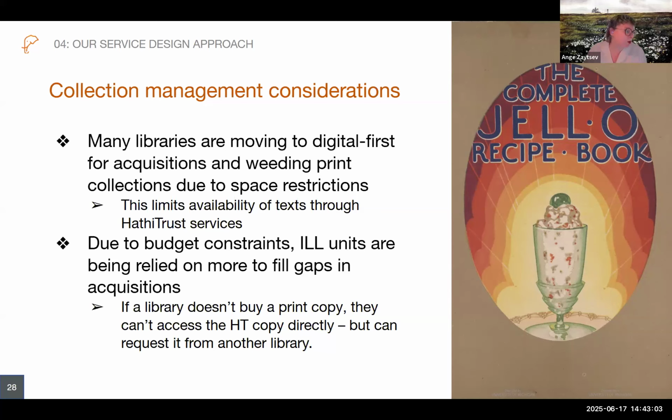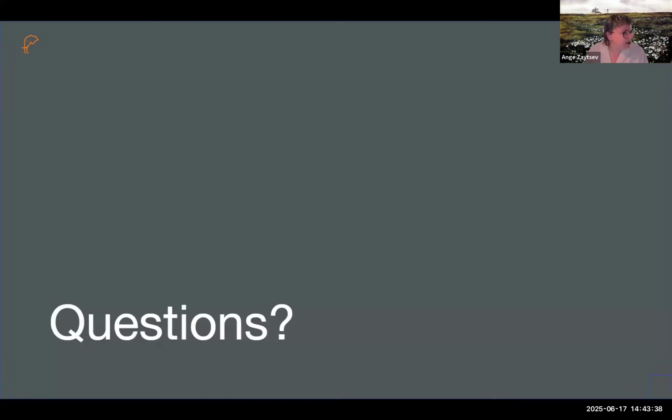So this is also important to keep in mind, because if a library doesn't buy a print copy, they can't access the HathiTrust copy directly, but hopefully they will be able to request it from another HathiTrust library that does hold that copy. So I just wanted to share these last few thoughts at that bigger picture level, because there is this ecosystem of impacts and consequences in library collecting that I think are really interesting to think about. Okay, I'm gonna stop here and see what other questions we have.